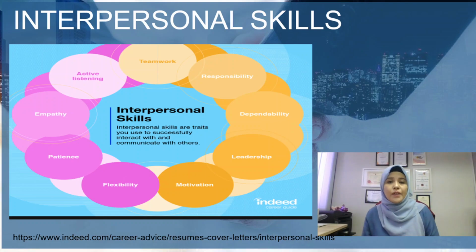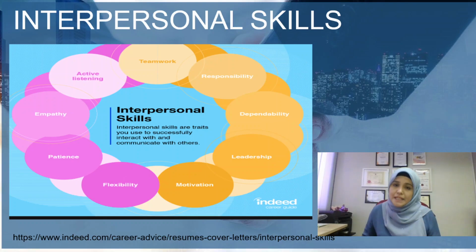And number two, whether they can trust you or not. Responsibility and dependability. Can they depend on you? Are you responsible enough to get the task done? And then we have leadership. Are you able to become a leader? Are you able to delegate the job in the right way? And motivation. When people look at you, do they see a person with the trait of a motivated person, able to motivate others, or the other way around?